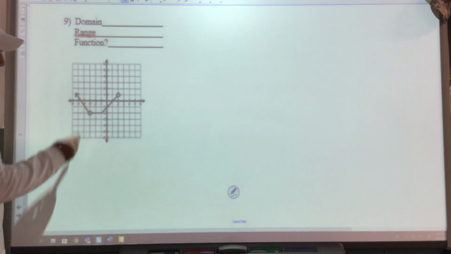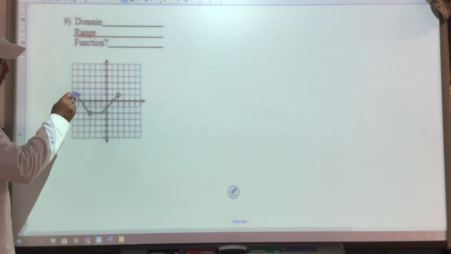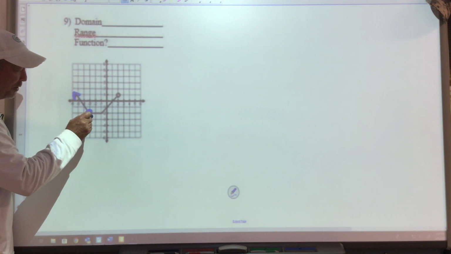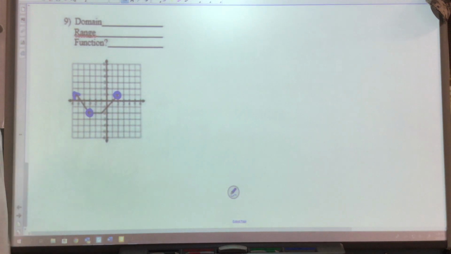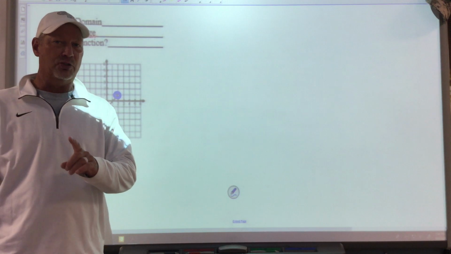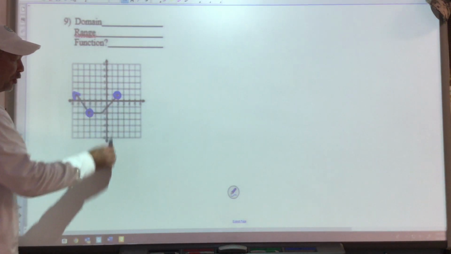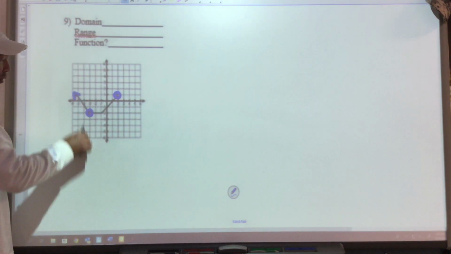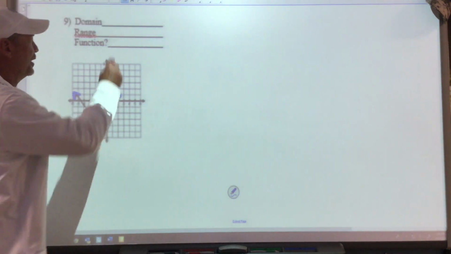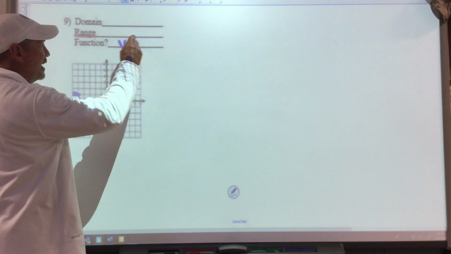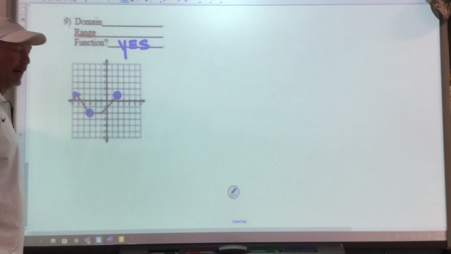Okay. I have an arrow. I have an open circle. I have an open circle. Let's try to see if it's a function though. If I draw a vertical line, it would not touch more than once. So this is a yes. This is a function. Okay?